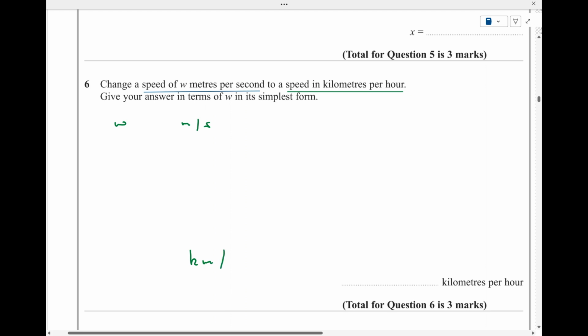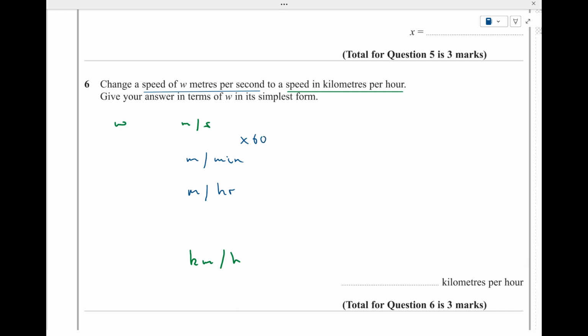Let's have a look. Well, if it's w meters per second, let's do this stage by stage. Let's say if it goes w meters per second, how many meters does it go in a minute? And how many meters does it go in an hour? And then we'll worry about how many kilometers it goes in an hour. So w meters per second, well, it's going to go 60 times as far in a minute because there are 60 seconds in a minute.